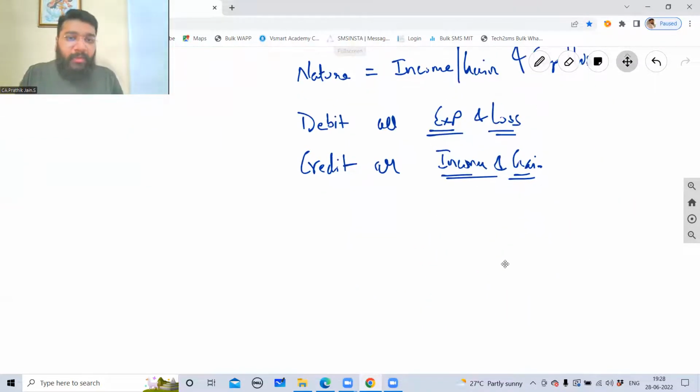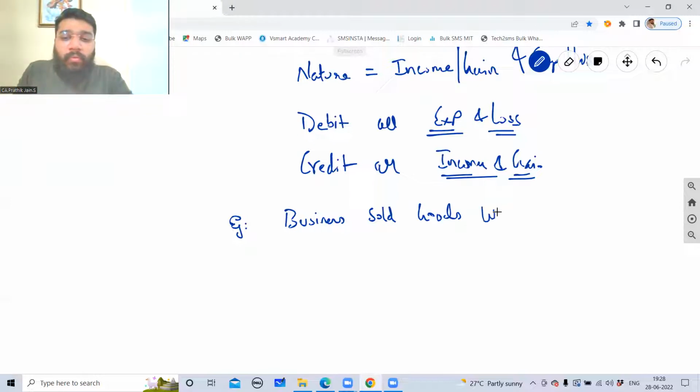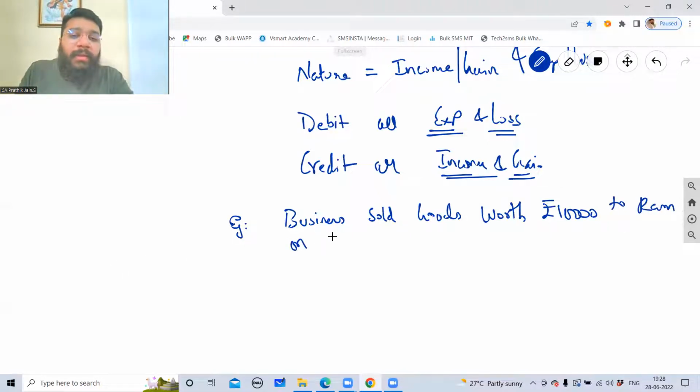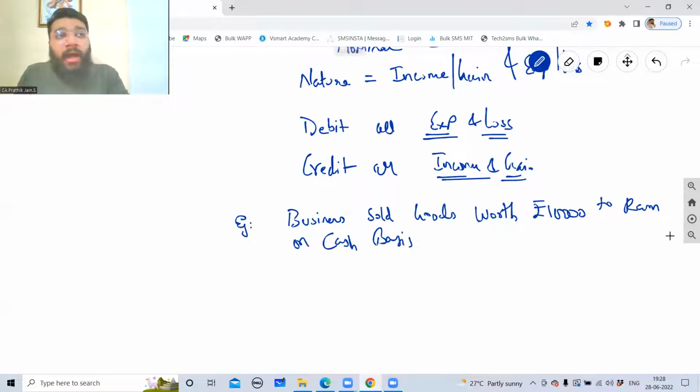Let's take an example. Let's suppose a business example I'm giving you. Example: business sold goods worth rupees 10,000 to Ram on cash basis. Are you clear with the question? We are doing accounting from whose point of view? Business point of view. So business sold goods worth rupees 10,000 to Ram on cash basis.